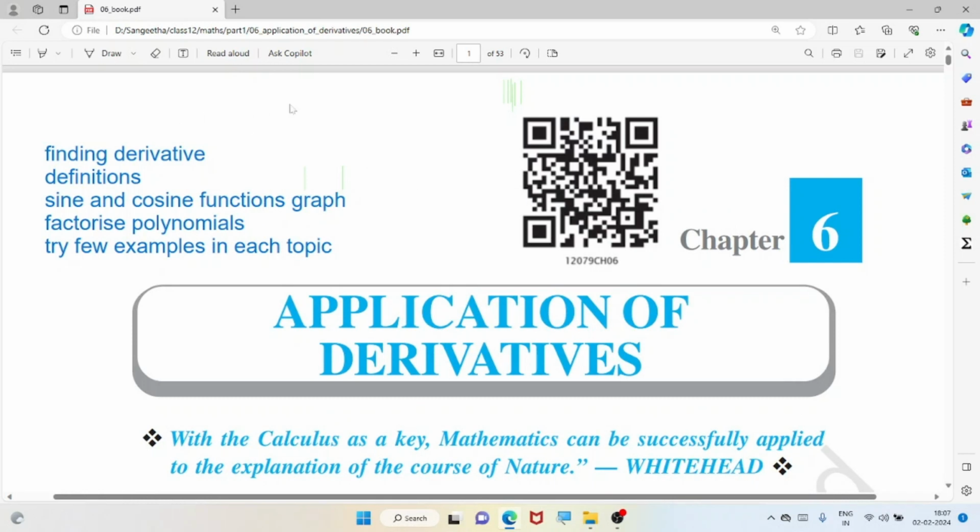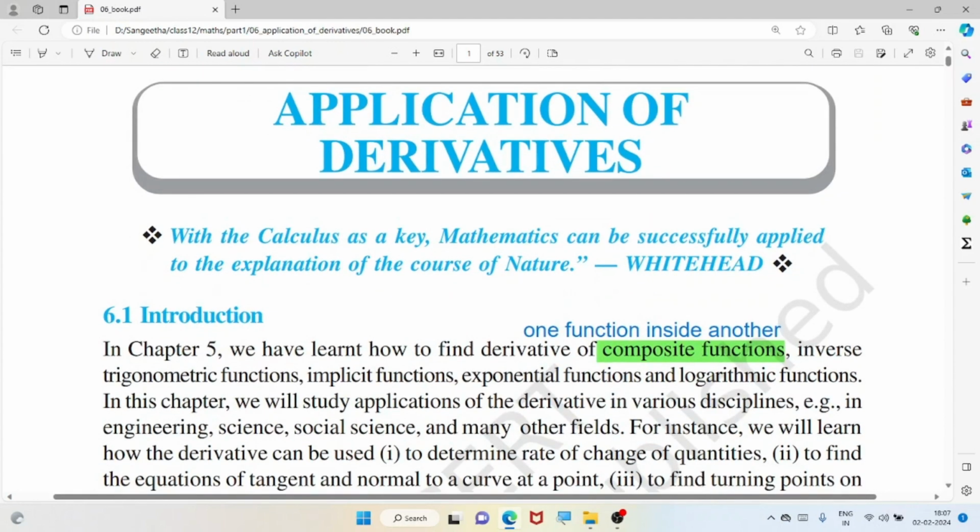Okay, we will go through some important points in the class 12 maths chapter 6, application of derivatives. Before reading this chapter you should know how to find the derivative, that is, how to differentiate a function. Then we will see the definitions in this chapter. You should know the sine and cosine waveforms, how they look, and how to factorize polynomials. Then you should try a few examples on each topic in this chapter.